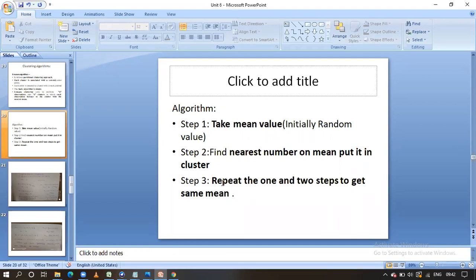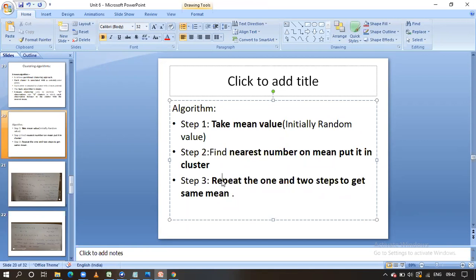Understand? After forming the clusters, we have to take the means: cluster A mean, cluster B mean, cluster C mean. Again, the same process I am going to repeat. What is the exit step? The exit step is to repeat steps one and two until we get the same means. Whenever we get the same mean for all the cluster centroids, we stop. Understand this? Simple.